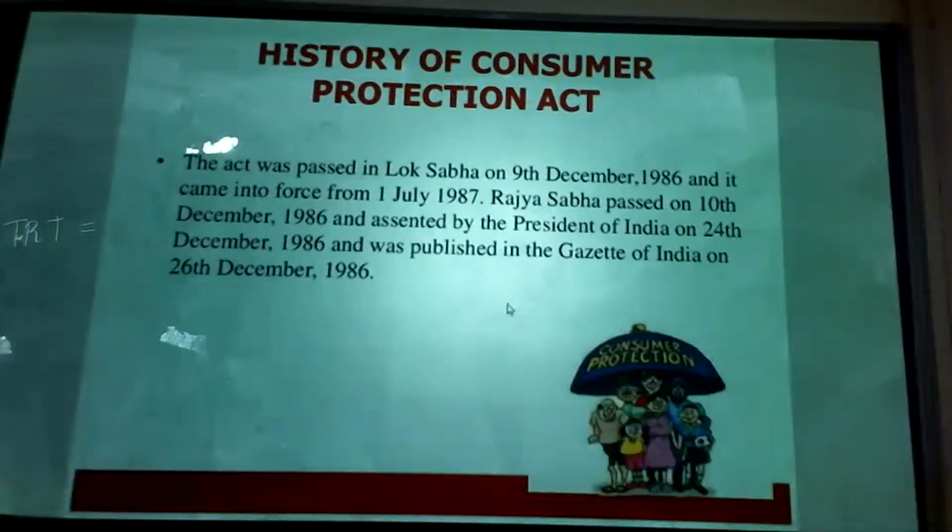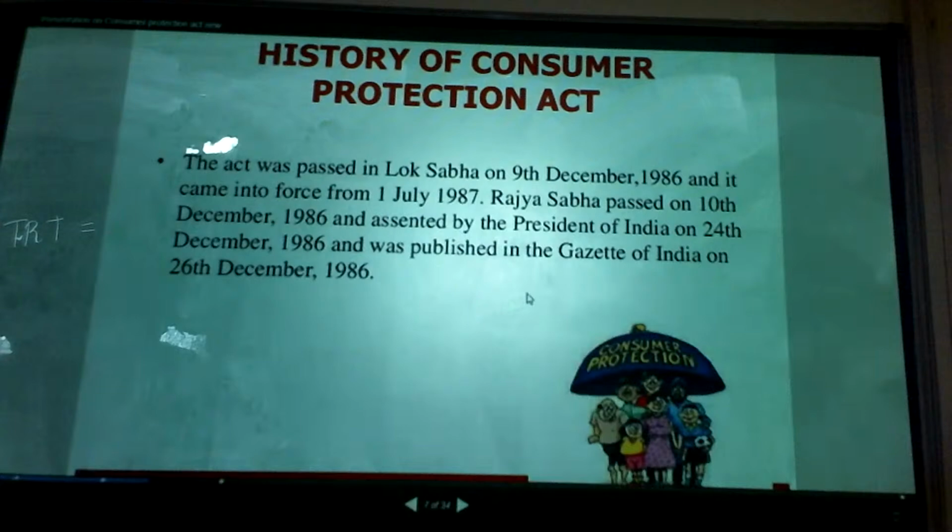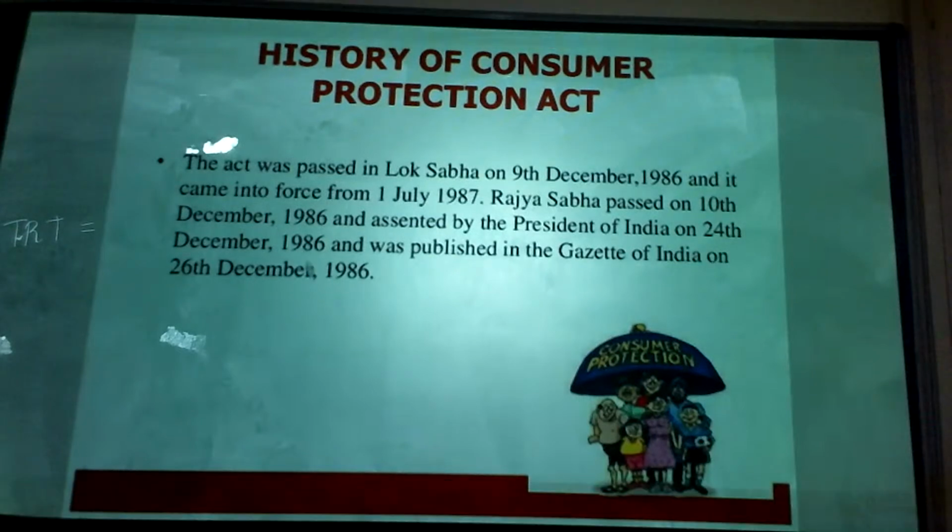Next thing, history of the Consumer Protection Act. Basically, it was introduced in Lok Sabha on 9th December 1986, and came into force on 1st July 1987. Rajya Sabha passed it on 10th December 1986, and it was assented to by the President of India on 24th December 1986. It was gazetted on 26th December 1986.